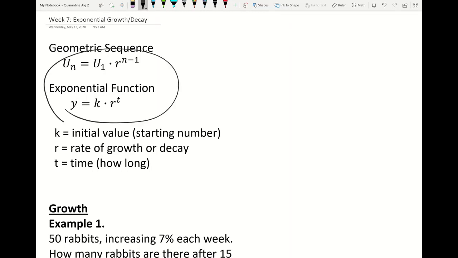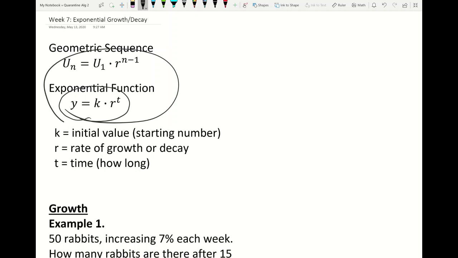The first formula is, of course, from geometric sequence that we've learned. And the second one is a formula for what is called exponential function. So this one right there. They are essentially the same, except they're using different letters or symbols. In other words, a geometric sequence is an example of an exponential function. They are the same thing, but just different names. So we are going to focus on this exponential function in this unit.